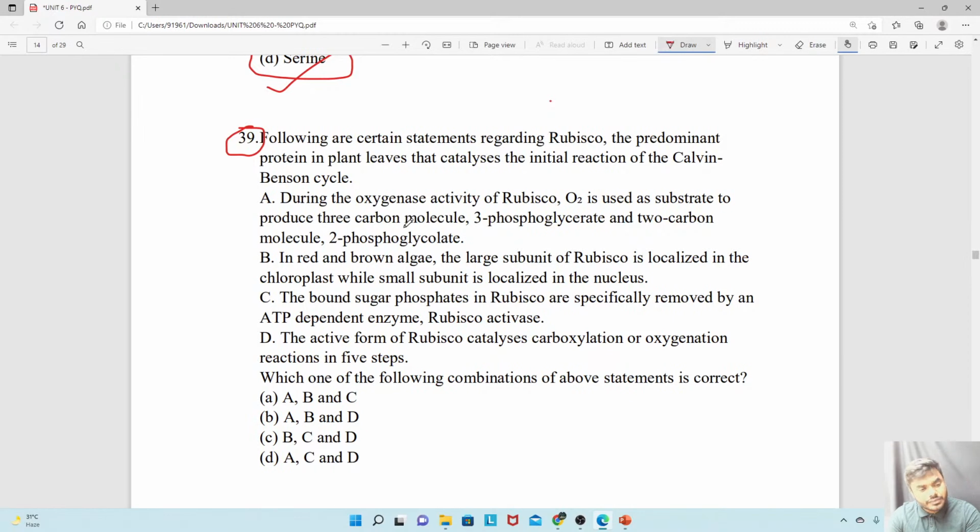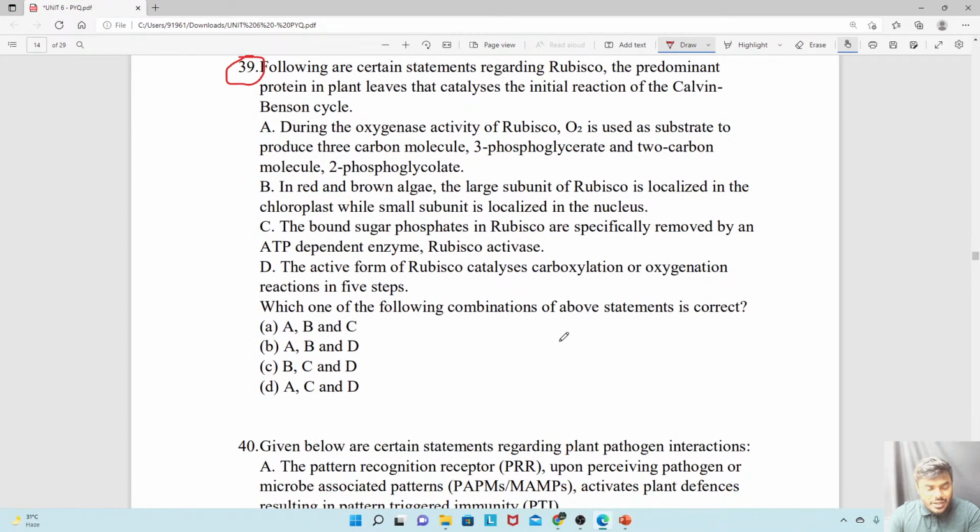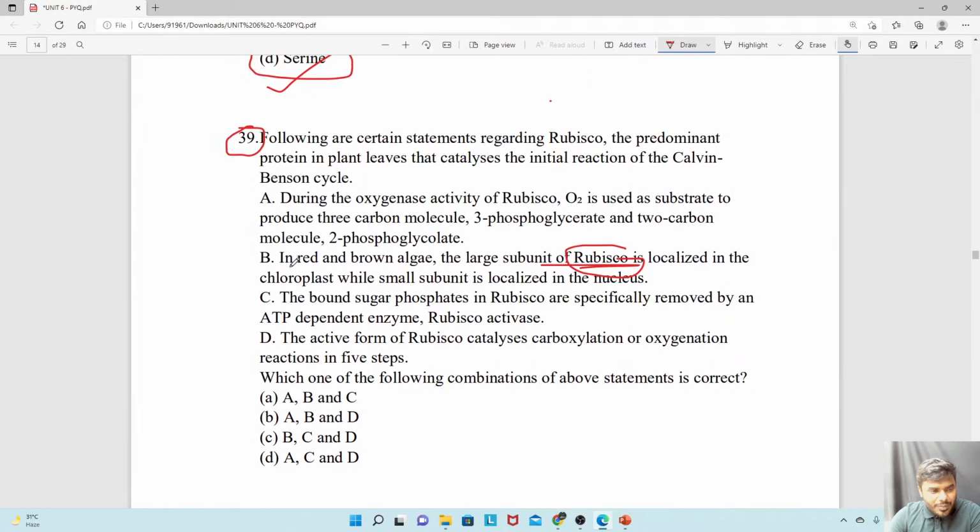39. Friends, easy, friends, easy. You tell me, Rubisco is only one enzyme, right? Just think with common sense. How does one enzyme localize some part in one organelle, and another part of the enzyme in another area? How is that possible? It is not at all possible.